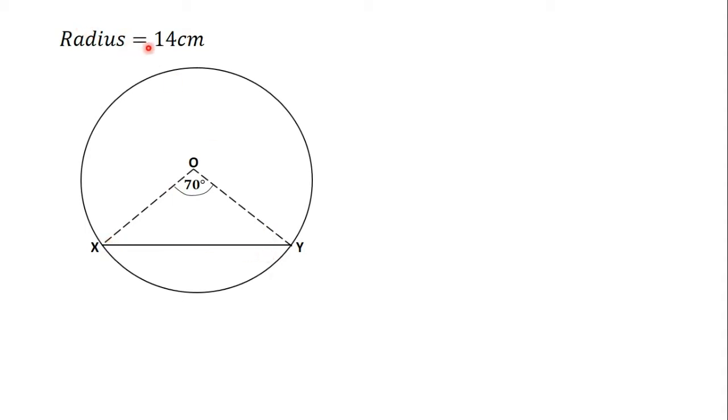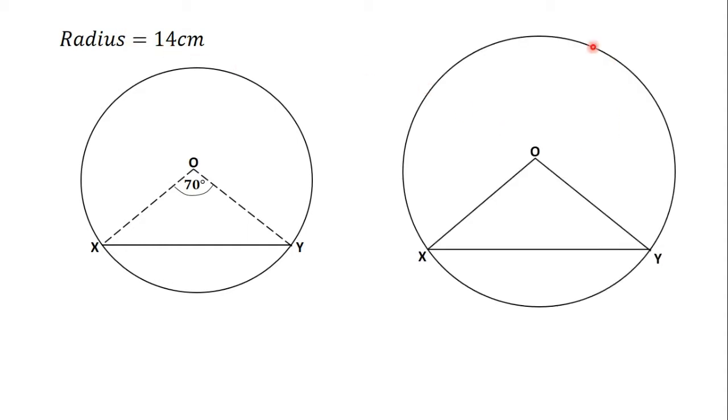The radius is 14 centimeters. So if you draw the circle again here with O as center, we know that OX is a radius and OY is also a radius. So OX is 14 centimeters and OY is 14 centimeters. Now if you look at this triangle formed here very carefully, triangle OXY, you will see that it is an isosceles triangle. We learned that for isosceles triangles, two sides are equal. So since OX is equal to OY, then triangle XOY is an isosceles triangle.